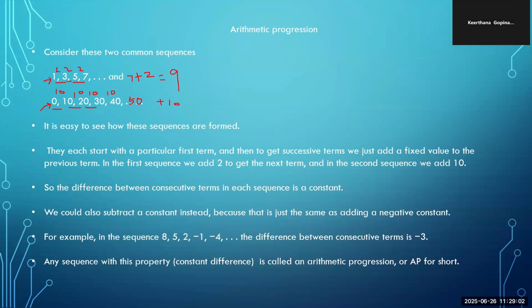We can also subtract a constant instead. So an arithmetic progression can be plus or it can be minus also. For example, 8, 5, 2, minus 1, minus 4. Here the first term is 8. What is the difference here? Minus 3. And here also minus 3. Again minus 3. So everywhere there is a constant difference and the difference is minus 3. This is also an arithmetic progression. Any sequence with constant difference is called an arithmetic progression, or AP for short.